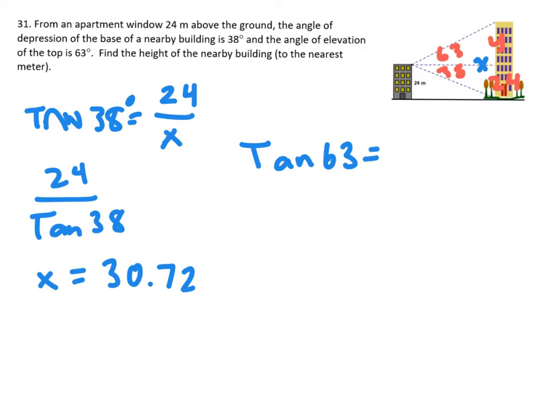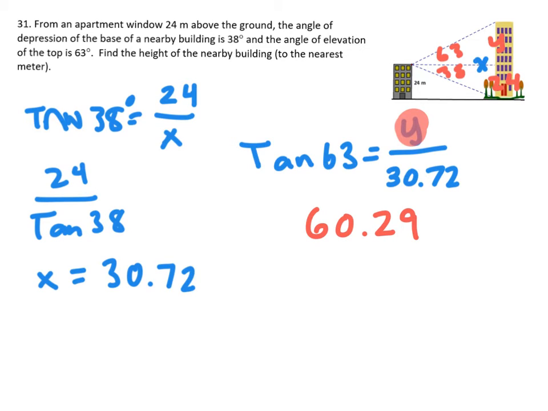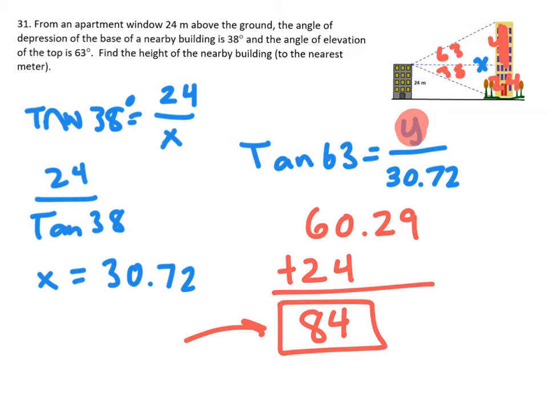Now that allows us to set up the next triangle, which also will be tangent. The tangent of 63 is y over that 30.72. Now in this case, y is in the numerator, so we're going to multiply these two numbers to get our solution. So the tangent of 63 times 30.72 gives us 60.29. Now that's the y value, that's this part of the building, but we already know that we were 24 feet up to begin with. So we're looking at 84, and I think it says to the nearest meter. So 84 meters tall is the answer to that particular question.